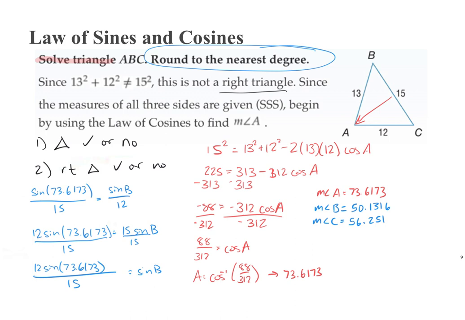Now, fortunately, we're not solving math anymore, so we can go ahead and round to the nearest degree like it wants us to. So this turns into 74, this turns into 50, and this turns into 56. I'm going to check that quickly on the calculator just to make sure that those angles do add up to 180, and yes, they do. So these are my answers.